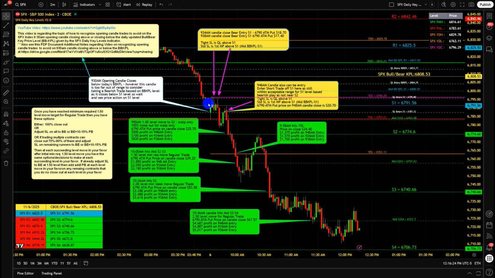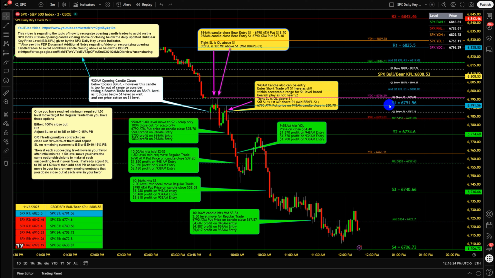Okay, so in this particular session, since this is an exception, there is no trade on this opening candle. However, as you can see, the candle is opening and closing near the S1 level. So our first trade is going to be off of the S1 level.